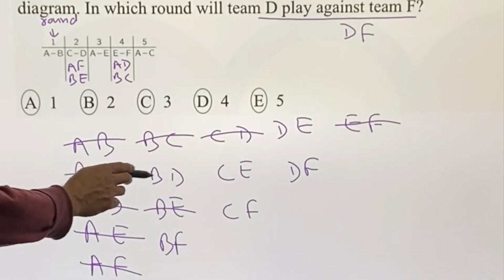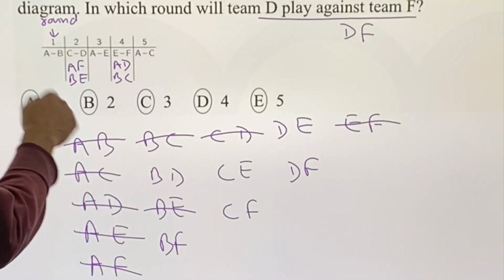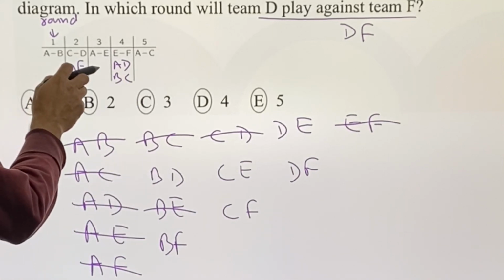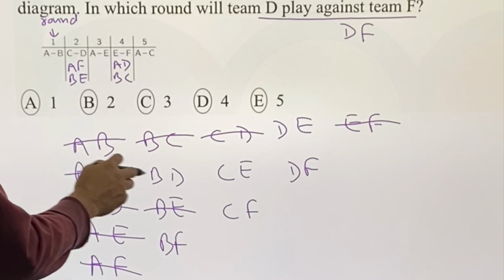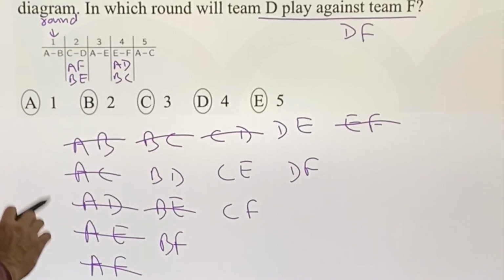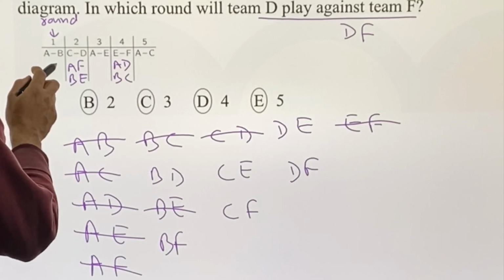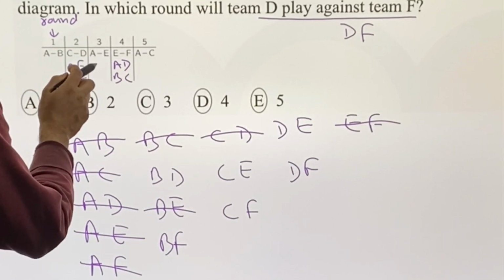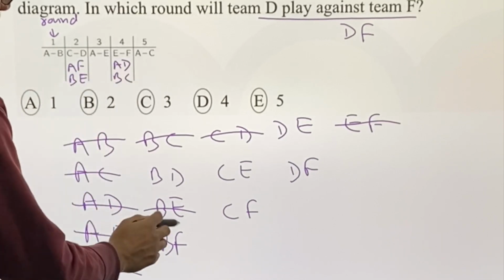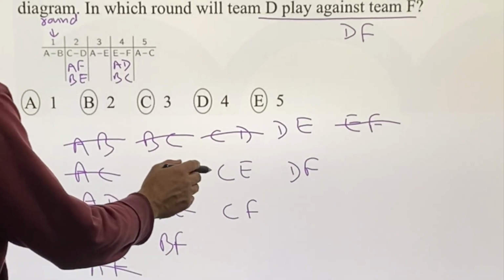All right. Let's see where BD will play. B is already playing here. This is a possibility. This is a possibility. So there are 2 choices for BD. So let's forget that for a moment. Our BF. B is already playing here. This is a possibility. This is a possibility. So let's forget about BF. Let's see CE.